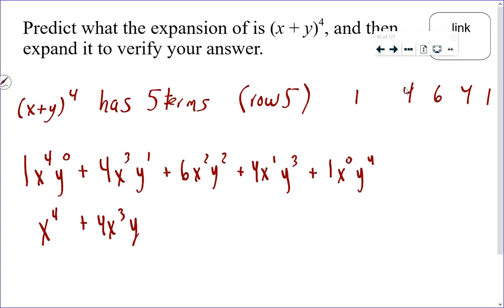In the second term, I have y to the 1. Well, that's just y. Then I have 6x squared y squared. Then I have 4x y cubed. And then I have y to the 4.